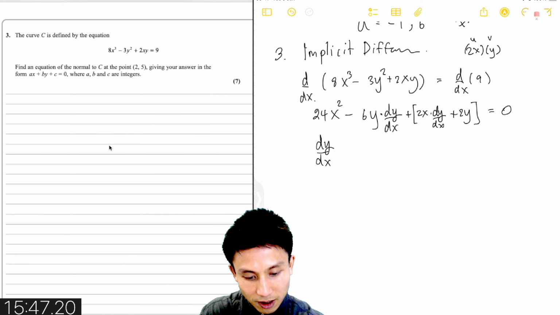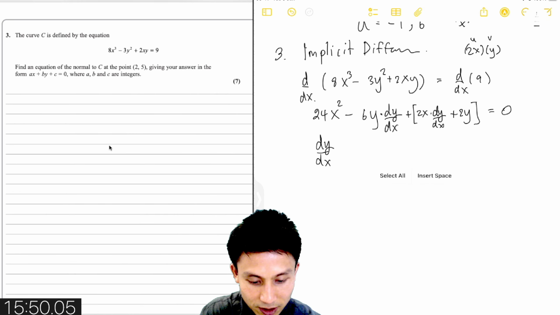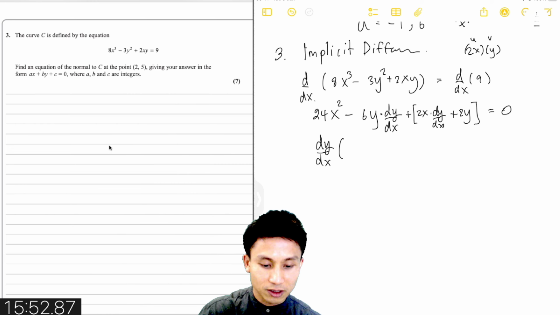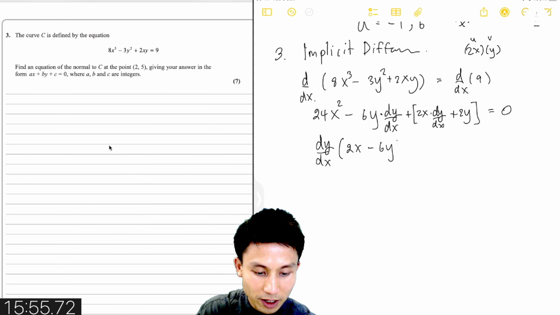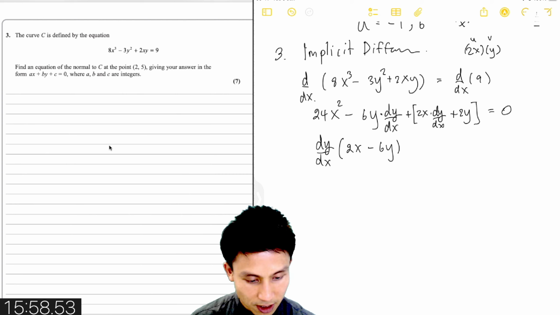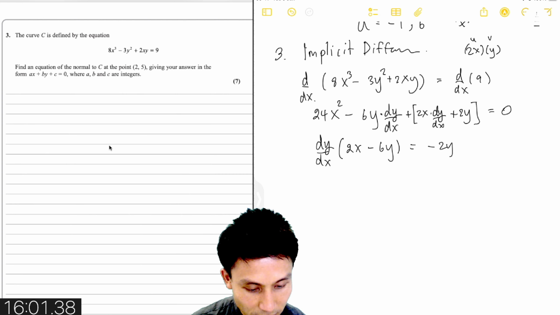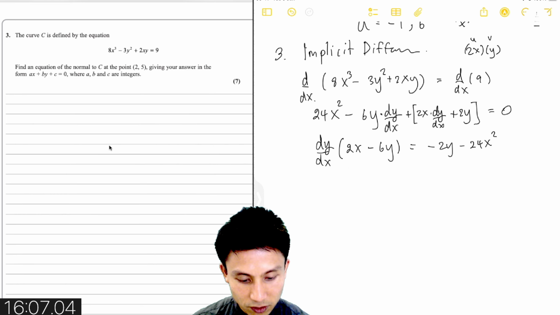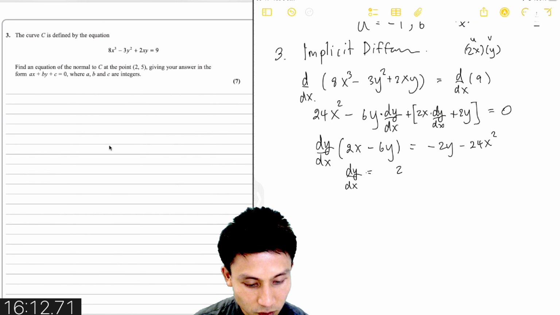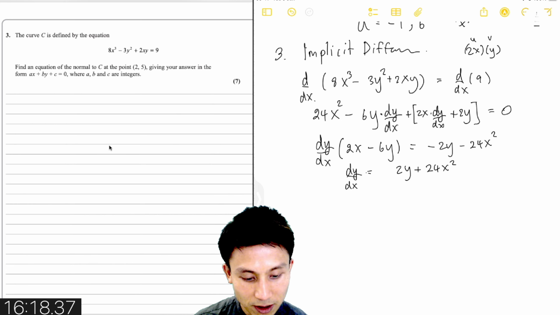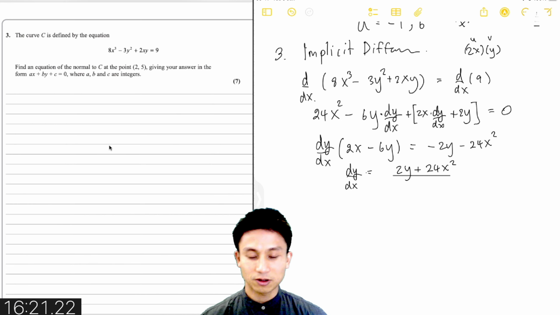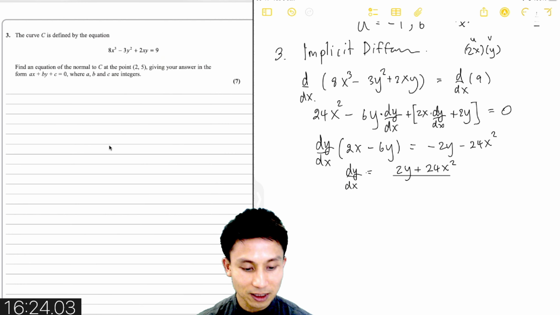I'm going to maybe simplify them on the same side here. So if we look at just the dy by dx terms, we get 2x minus 6y here on the left. All right, and then we move minus 2y to the right, minus 24x to the right as well. So dy by dx as a subject is going to be equal to, well, 2y. I can maybe bring the minus out, so I get 2y plus 24x squared. But then this minus sign that I pulled out will be multiplied into the 2x minus 6y, so I get 6y minus 2x instead.